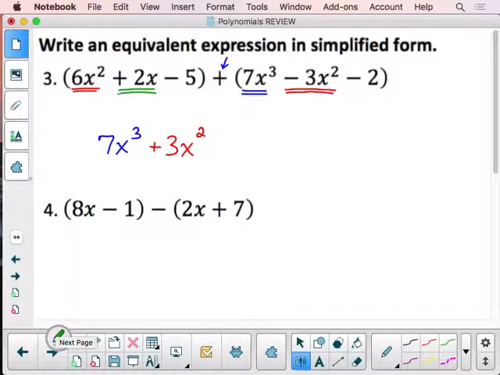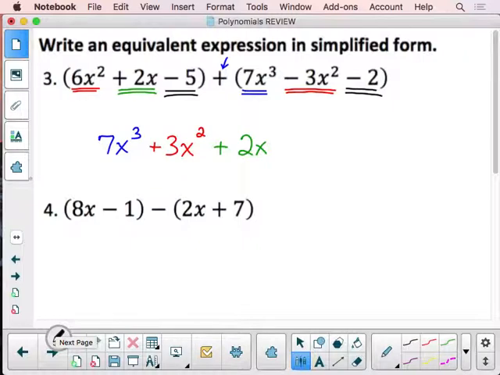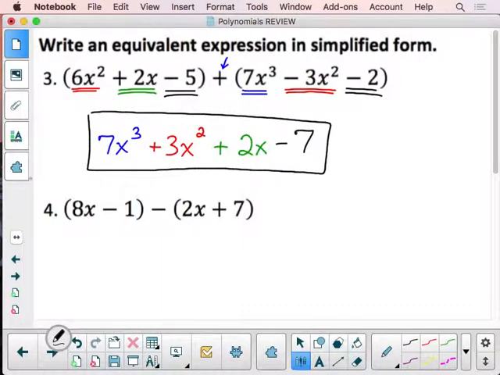Then I go down to x to a power of 1. I do not have any other terms with just an x, so I end up with just keeping that one and leaving it alone. And then our last terms that we look at are the constants, the negative 5 and the negative 2. And if I put those together, we're just adding. So 2 negatives do not make a positive. 2 negatives just mean I have a whole bunch of negatives, and I end up with negative 7, so minus 7. So here's our solution, 7x cubed plus 3x squared plus 2x minus 7.